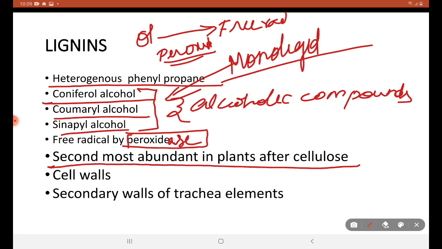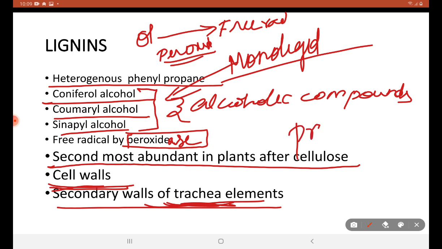In the cell, it is present in the cell wall, in the secondary walls of tracheary elements in xylem. It is a xylem component. It is involved in protection in plants. It deters herbivore feeding and blocks the growth of pathogens.